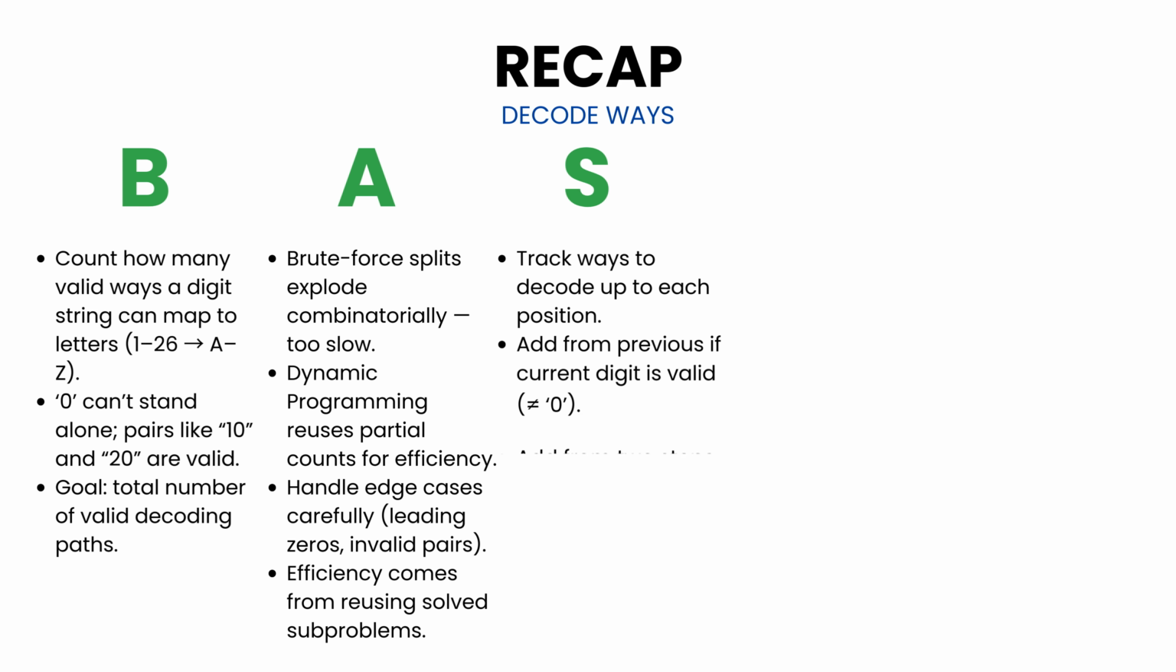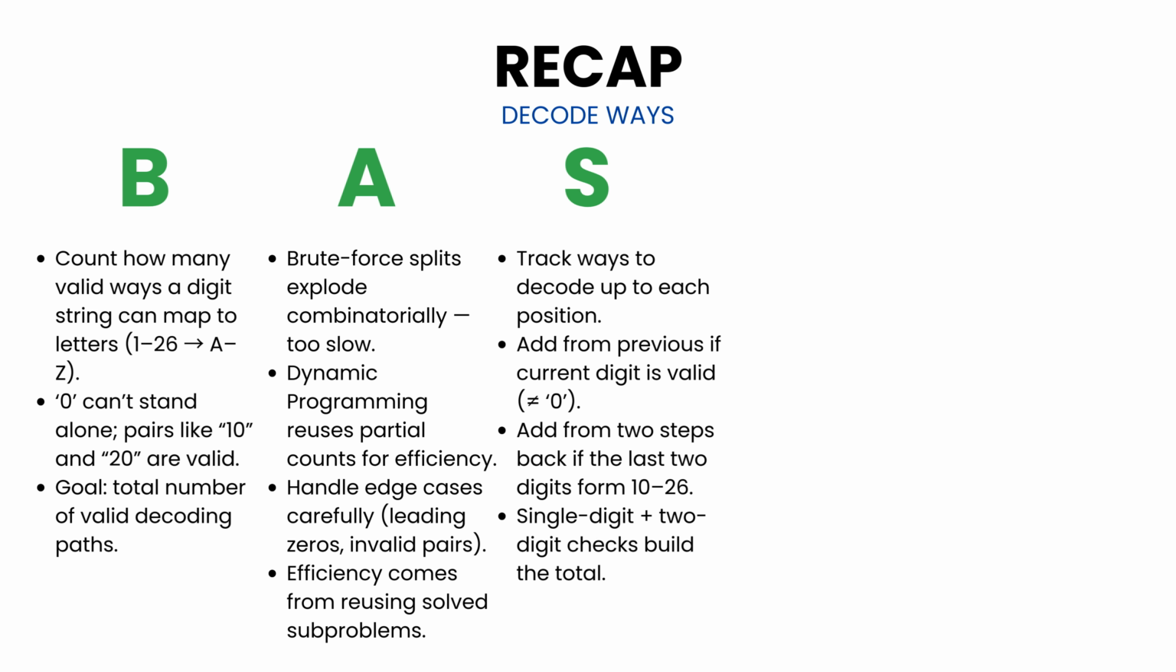Structure recap. Our plan was clear. We used a DP array where each position represents the number of ways to decode up to that point. For each digit, if it's valid, not zero, we carry forward previous counts. If the last two digits form a valid pair between 10 and 26, we add in the count from 2 steps back. By the end, the final value tells us the total decoding count.